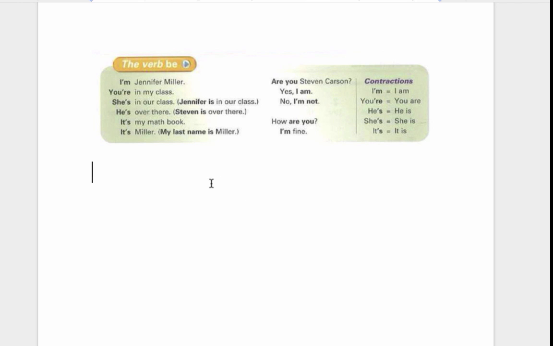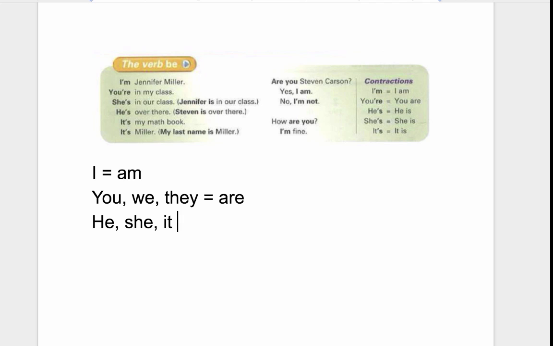As you can see, towards the left hand side of the chart you can see the pronoun I, that will be equals to am. For the pronouns you, we, and they, you're going to use are. And for the pronouns he, she, and it, then we're going to use is.